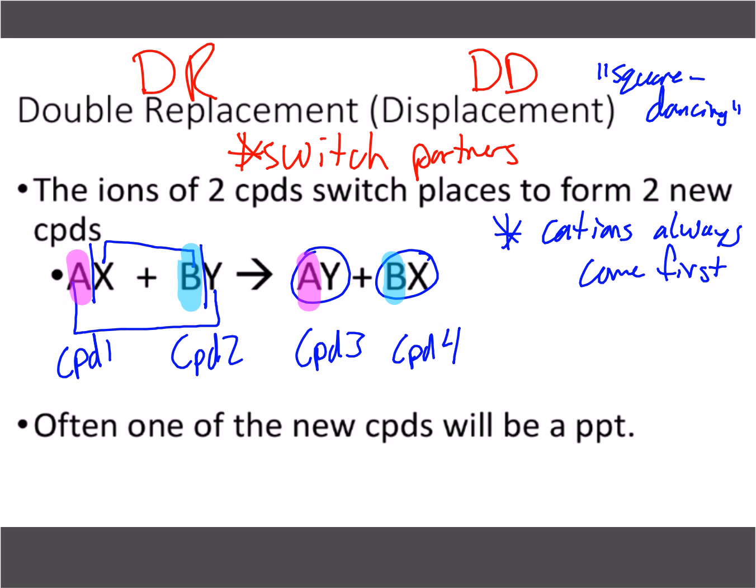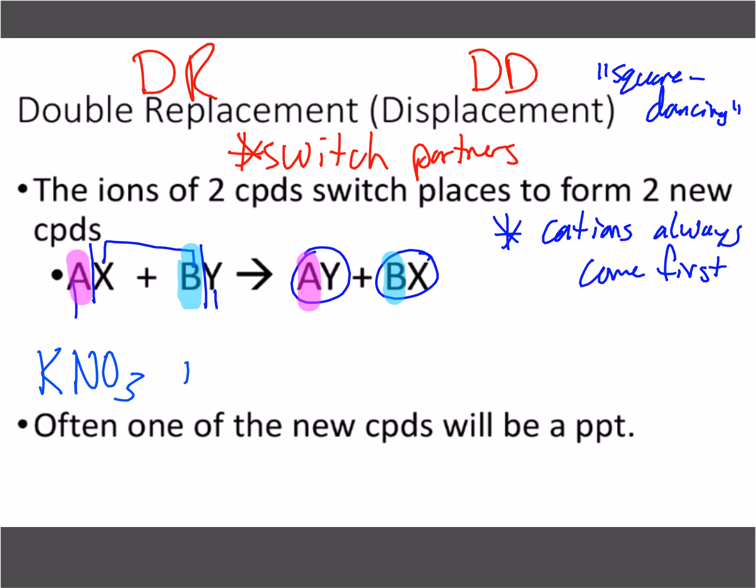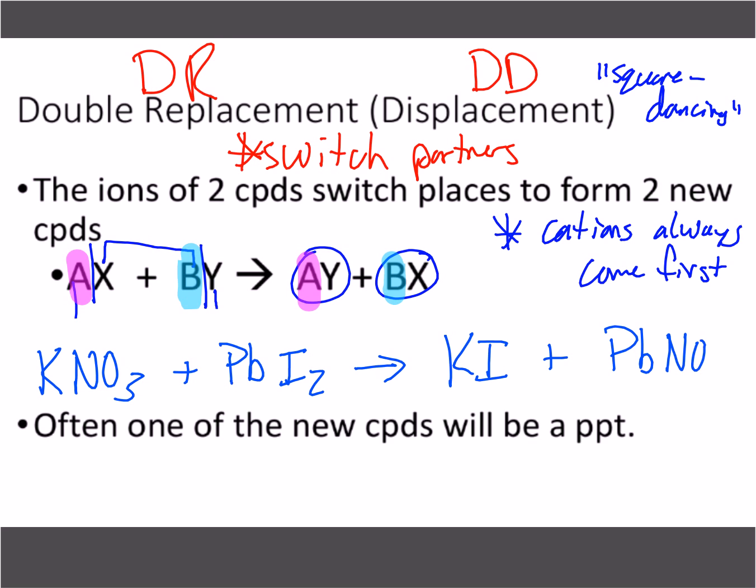So an example of this would be a reaction like this. If I had potassium nitrate plus lead(II) iodide, we react those together, we get potassium iodide plus lead(II) nitrate. Balance that equation. So what we've done here is potassium was originally with nitrate. Now it's with iodine. It switched its partner. Iodine was originally with lead. Lead is now with nitrate.